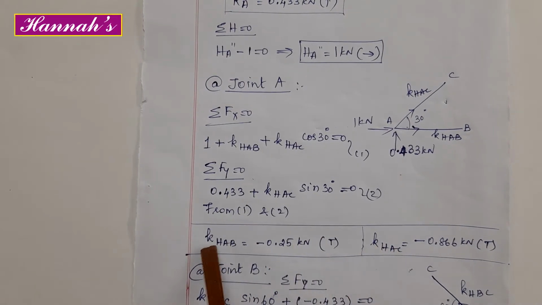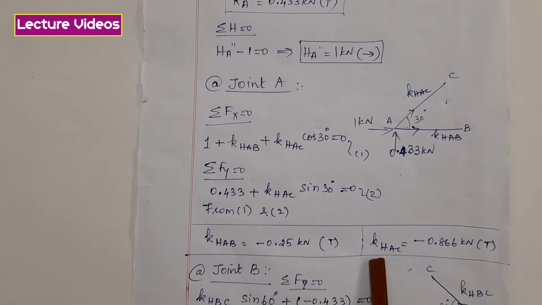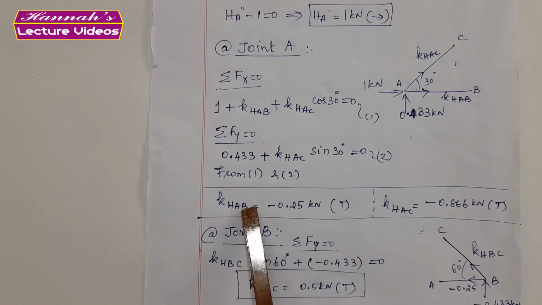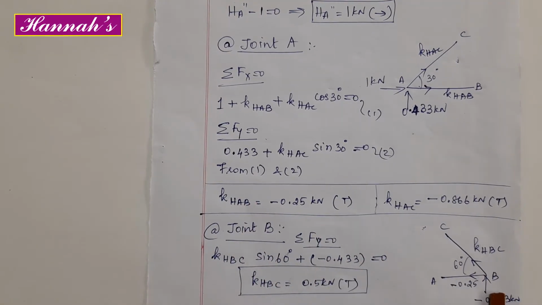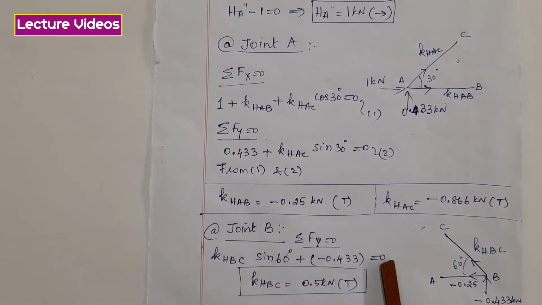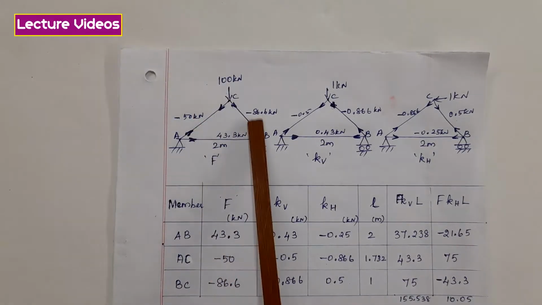I denote KH for the axial forces due to a horizontal load at C. There are three members in this truss, AB, AC and BC. So drawing the free body diagram at B, I can write the equation for determining KH of BC. Finally, capital F values are determined for all the three members.